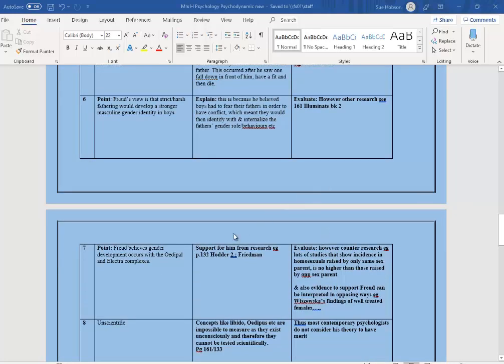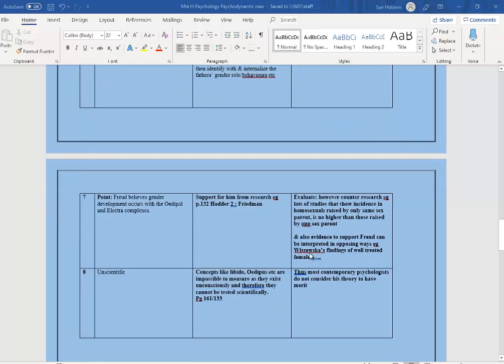Point 7, Freud believes that gender development occurs with Oedipal and Electra complexes. And supposedly, as I've already mentioned, the Friedman study up above supports that. But we've got counter research. For example, lots of studies show that the incidence of homosexuality in people raised by only a same-sex parent is no higher than in those raised by opposite-sex parents. And we've also got other alternatives that I've mentioned above.